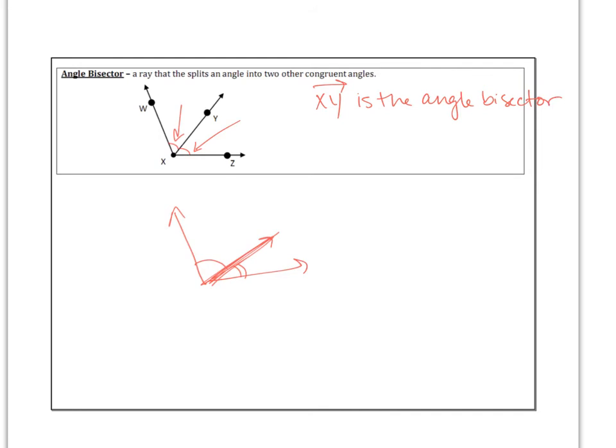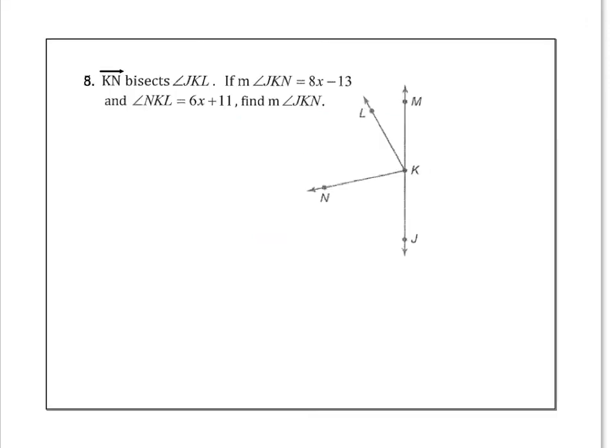And then I also want you to write that angle WXY, which is the one on the left, would be congruent to angle YXZ. They end up being equal to each other, or congruent to each other. Some of your homework will be like this.